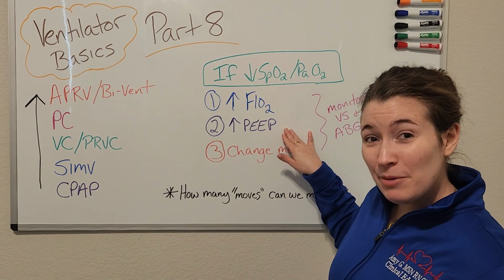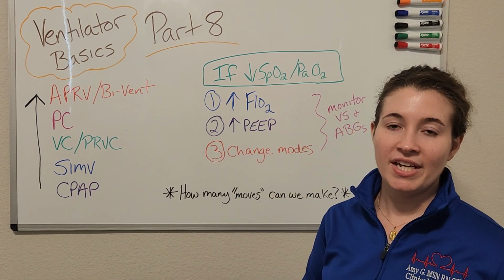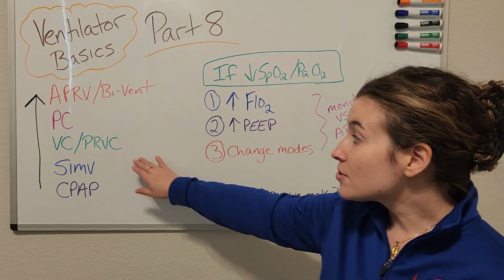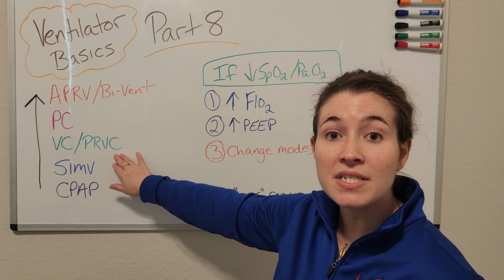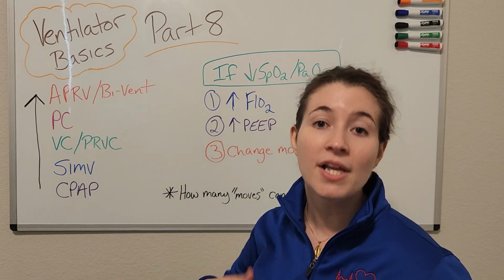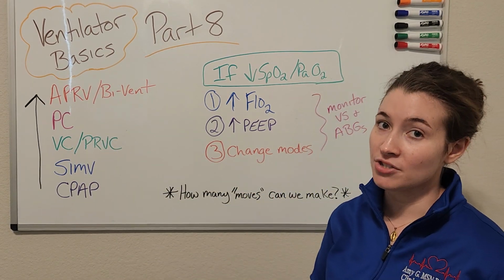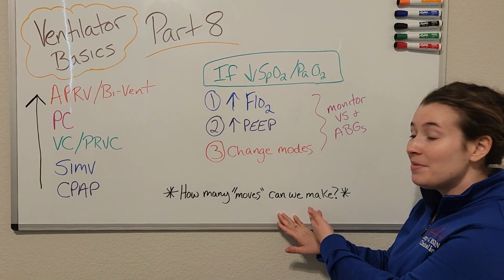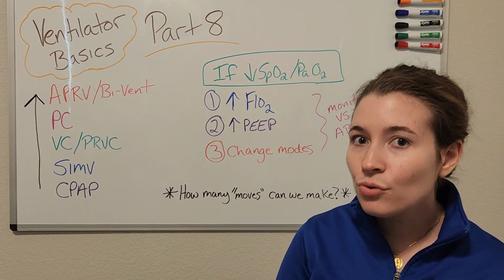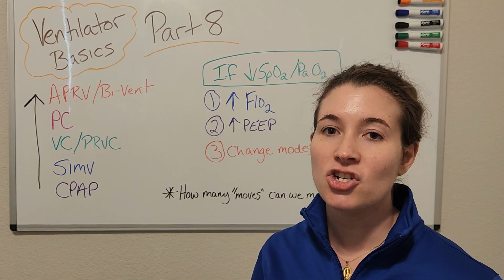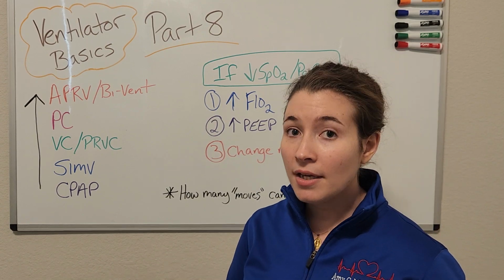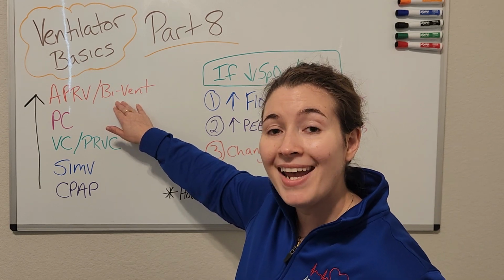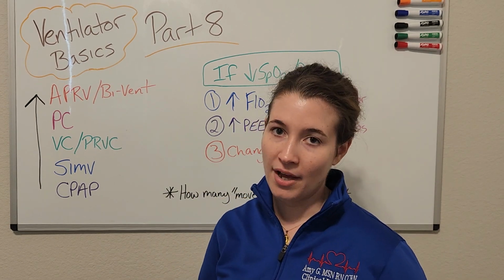Now, if increasing the PEEP doesn't help, really the last thing that we can do is change the ventilator mode. So that's where we would go from maybe PRVC up to pressure control in the hopes of improving the patient's oxygen levels, which again brings me to my point of how many moves do we have in our toolbox to make to help our patient improve their oxygen level. And again, if you're starting all the way up here, you're not going to have a lot of moves to make to help your patient's oxygen levels.